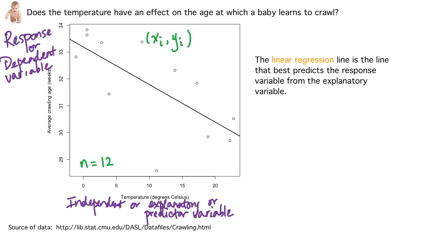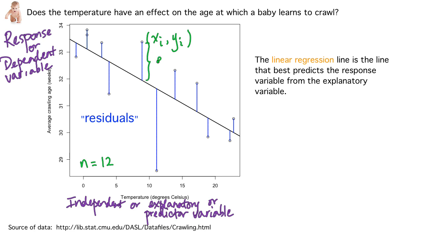So we want to minimize how far the data points are away from our line in the vertical direction, the direction of the crawling age, since that's what we want to predict. Sometimes these vertical distances will be above the line, so then positive, and sometimes they are below the line, so negative. These vertical distances or deviations are called residuals, and they'll be important to us in later videos.